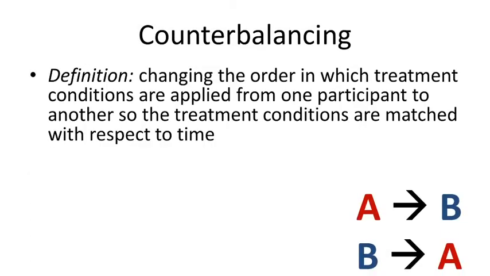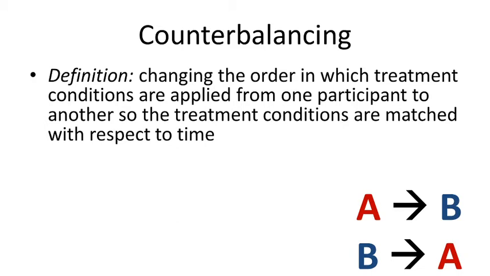But there are things you could do about this. To deal with order effects, you can do something called counterbalancing. That's where you change the order in which the treatment conditions are applied from one participant to another, and then you want to match across those treatment conditions. As you can see in this illustration, one group of participants got condition A first and B later, and the other group got B first and then A later.